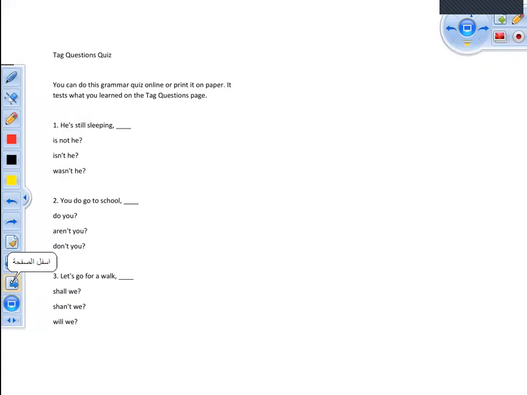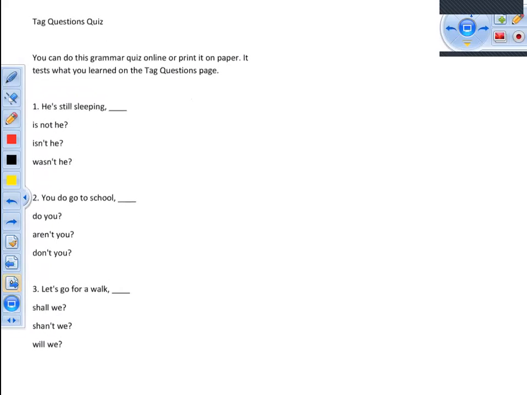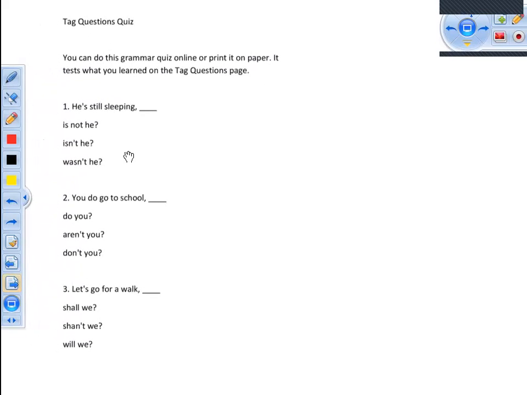Can you see this question? If you can see this question, this exercise, please raise your hand or send a sign. Okay. Let's make it a little bigger. Okay. Just a second. Okay. Is it clear?